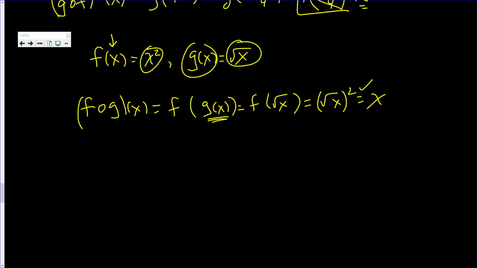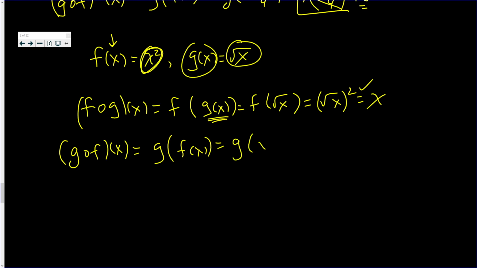Looking good. Let's go the other way. g of f of x. Well, this is g of f of x. Well, f of x is x squared. Okay, so it's g of x squared. What does g do to what's in the brackets? It takes the square root of it. Ooh, the square root of x squared is not x.